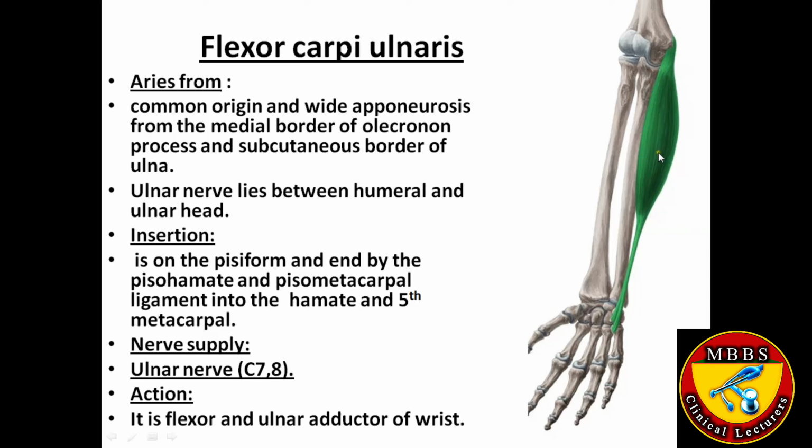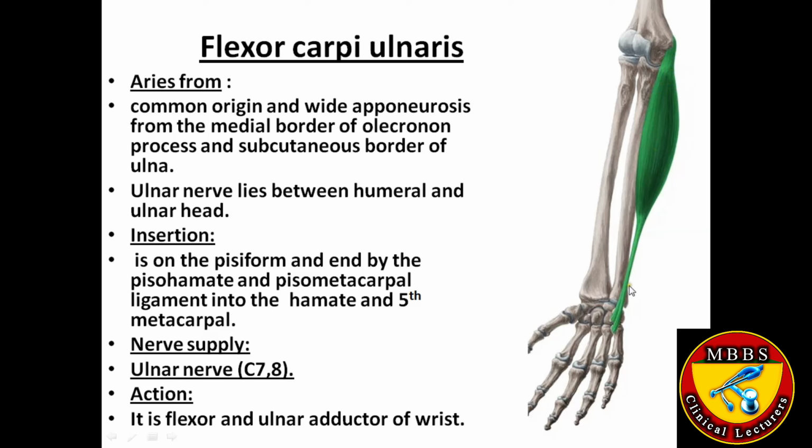Then the last muscle in the superficial group is flexor carpi ulnaris. This is an important muscle because the ulnar nerve passes in between the two heads of this muscle, behind the medial epicondyle of the humerus. It can get compressed between these two heads and cause numbness in the distribution of the ulnar nerve, or ulnar entrapment syndrome. It arises again from the common flexor origin, and it also originates from the medial border of the olecranon process and the subcutaneous border of the ulna. The two heads provide the passageway of the ulnar nerve in between them.